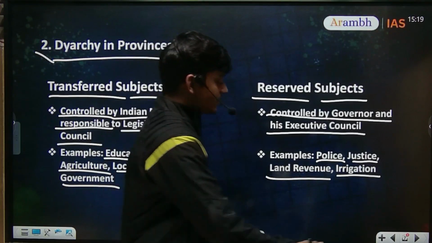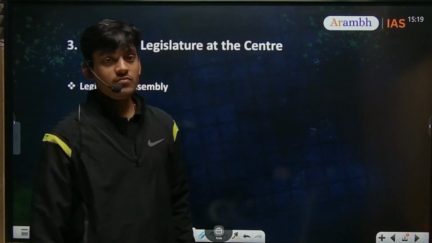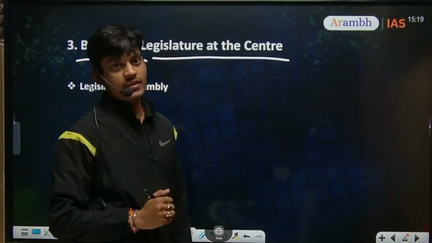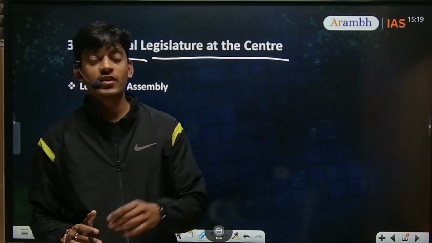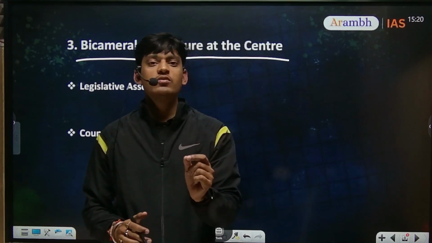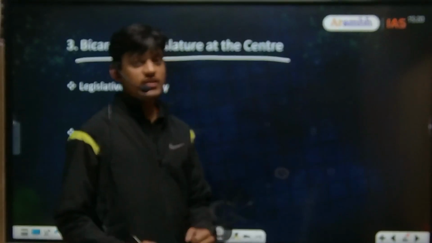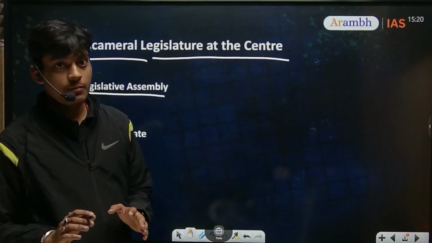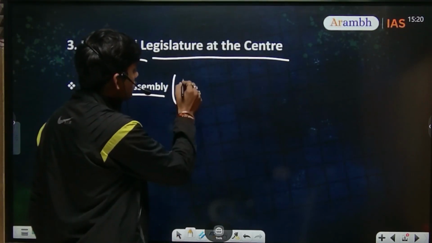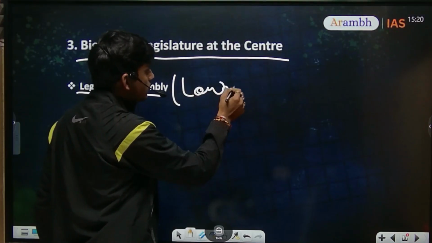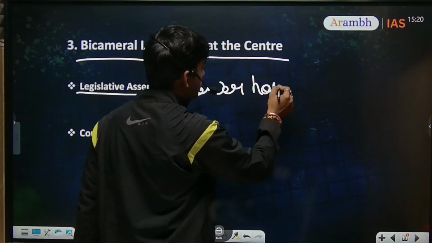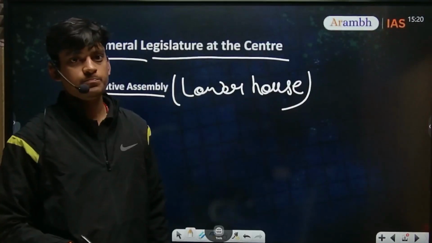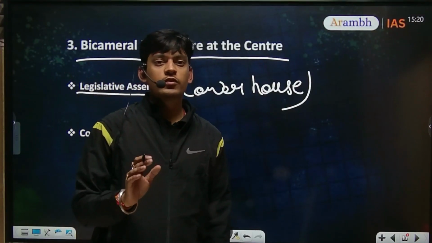Now the third is the bicameral legislature at the center. For the first time, a two-house system was introduced. The first is the Legislative Assembly, also called the lower house. In the lower house, there are 144 members.